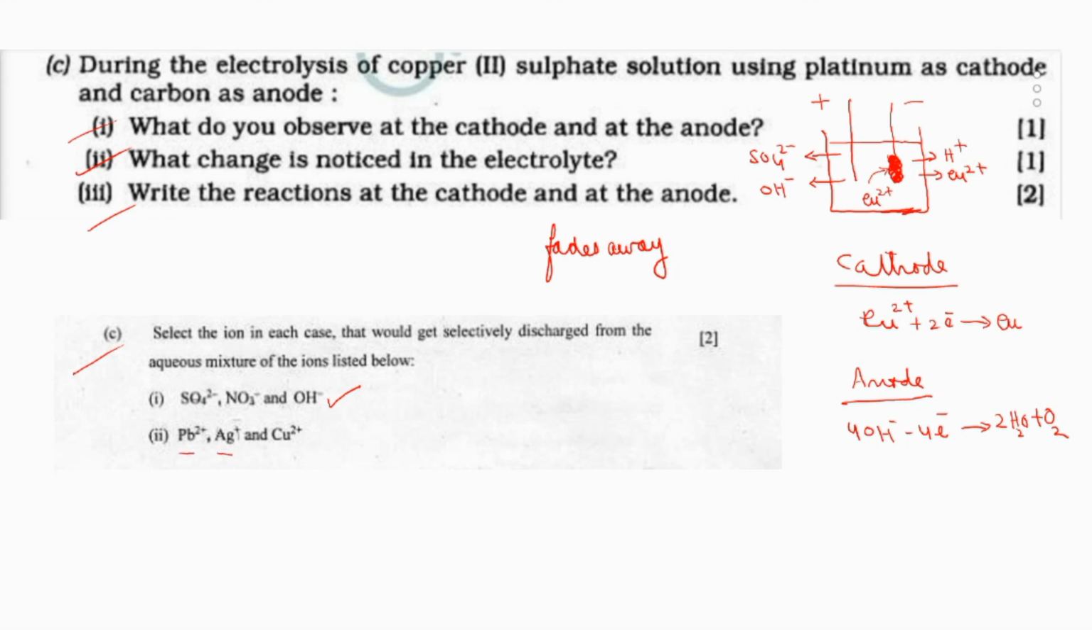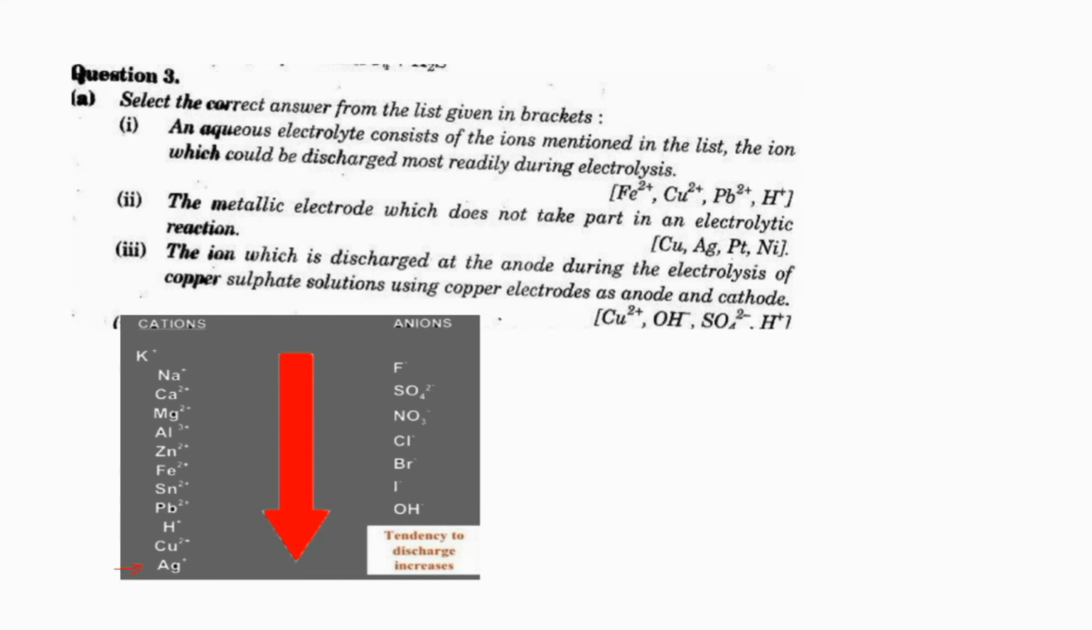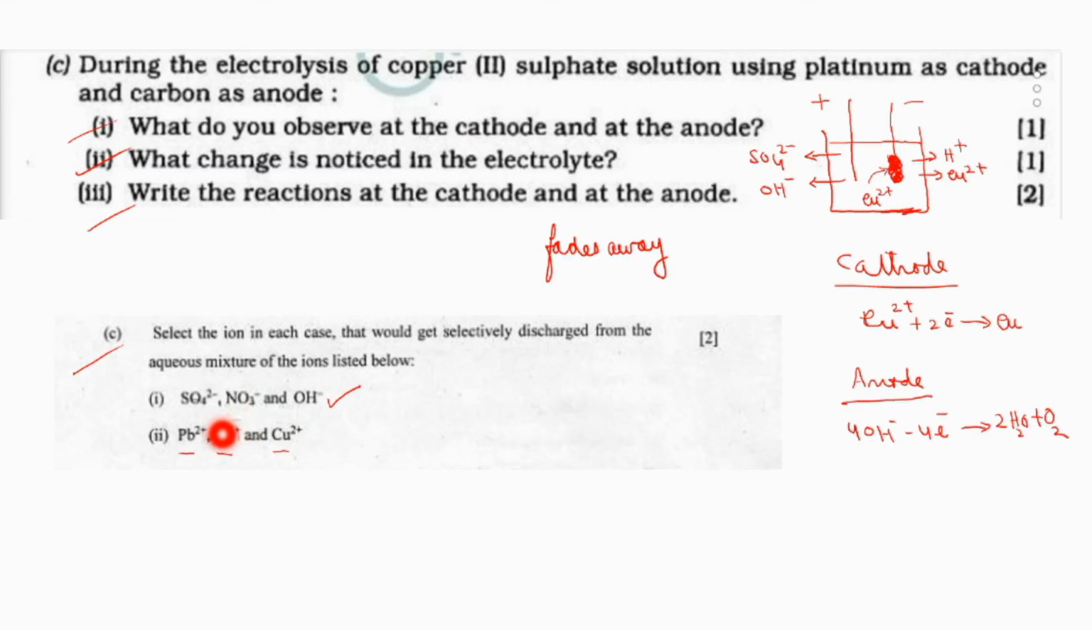Pb2+, Ag+ and Cu2+. This question is tricky. See the position of silver. Okay, it is just below copper. So the position of Ag+ ion is lower than that of Cu2+ ion. So which one will be getting a chance to get discharged? Yeah, that is Ag+ ion. You should remember that. Related to the electrolysis of copper sulfate solution, we have discussed these many questions. Keep on working hard.